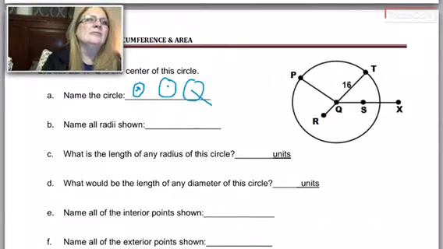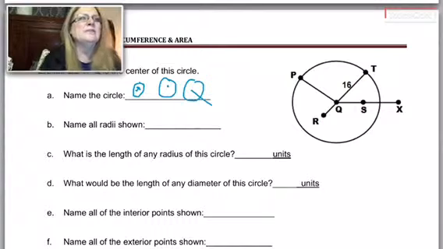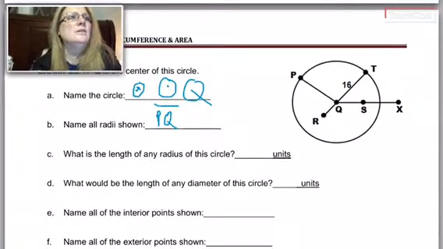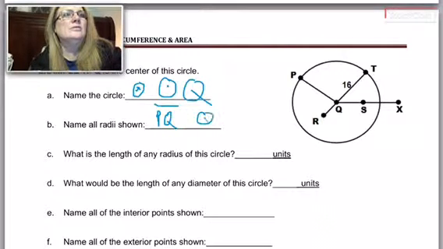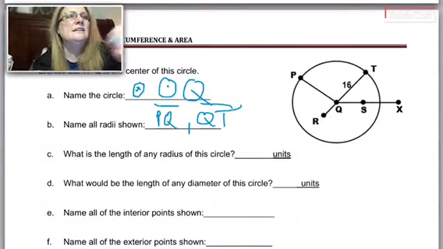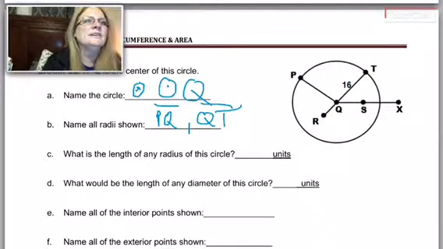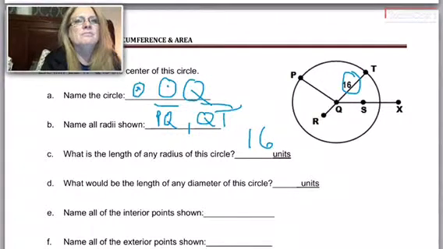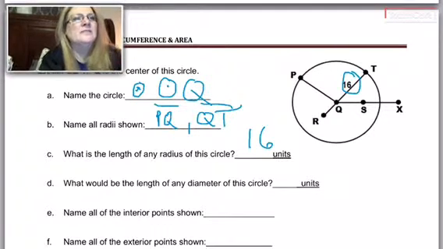The radii, which is plural for radius, we have PQ and we have QT. So those are line segments. And then what is the length of any radius of the circle? Well, they tell us that this is 16, so they are all the same. What would be the length of the diameter? Well, the diameter is always twice the radius, so it would be 32.